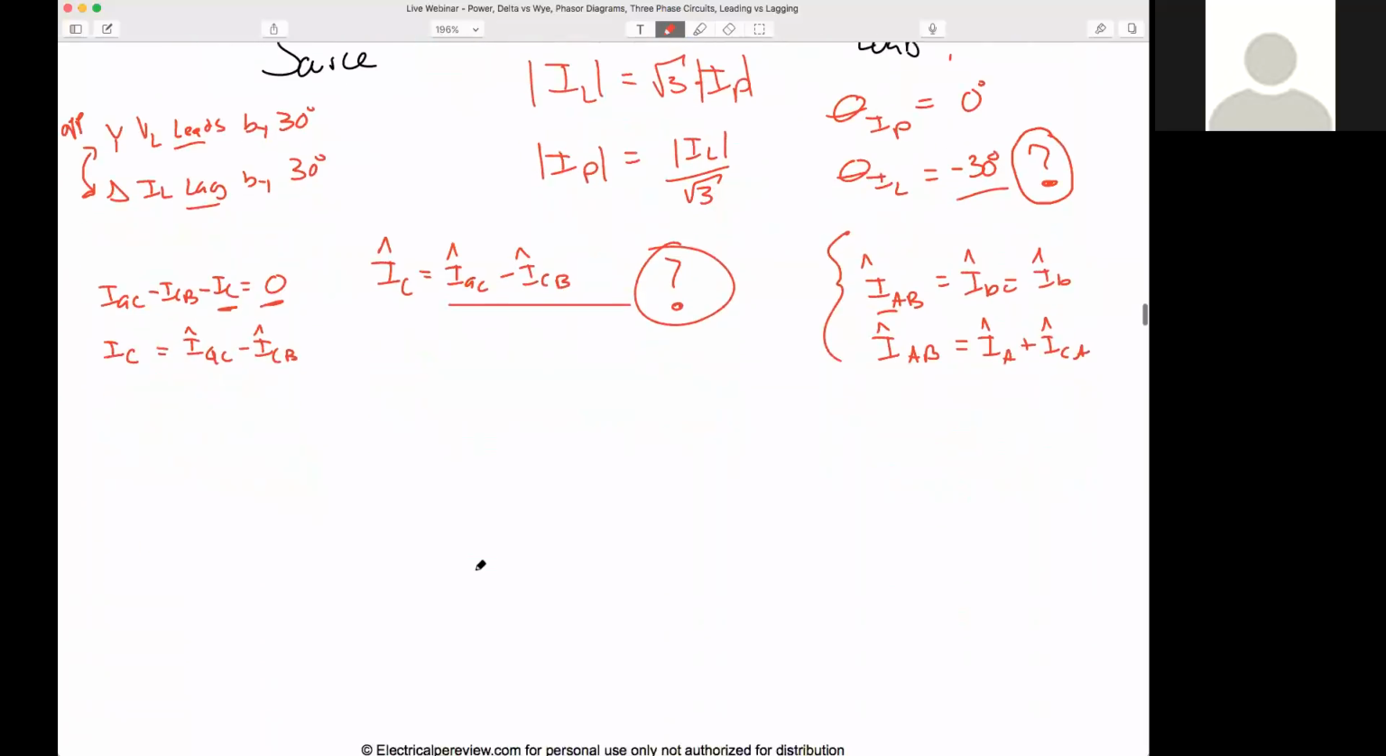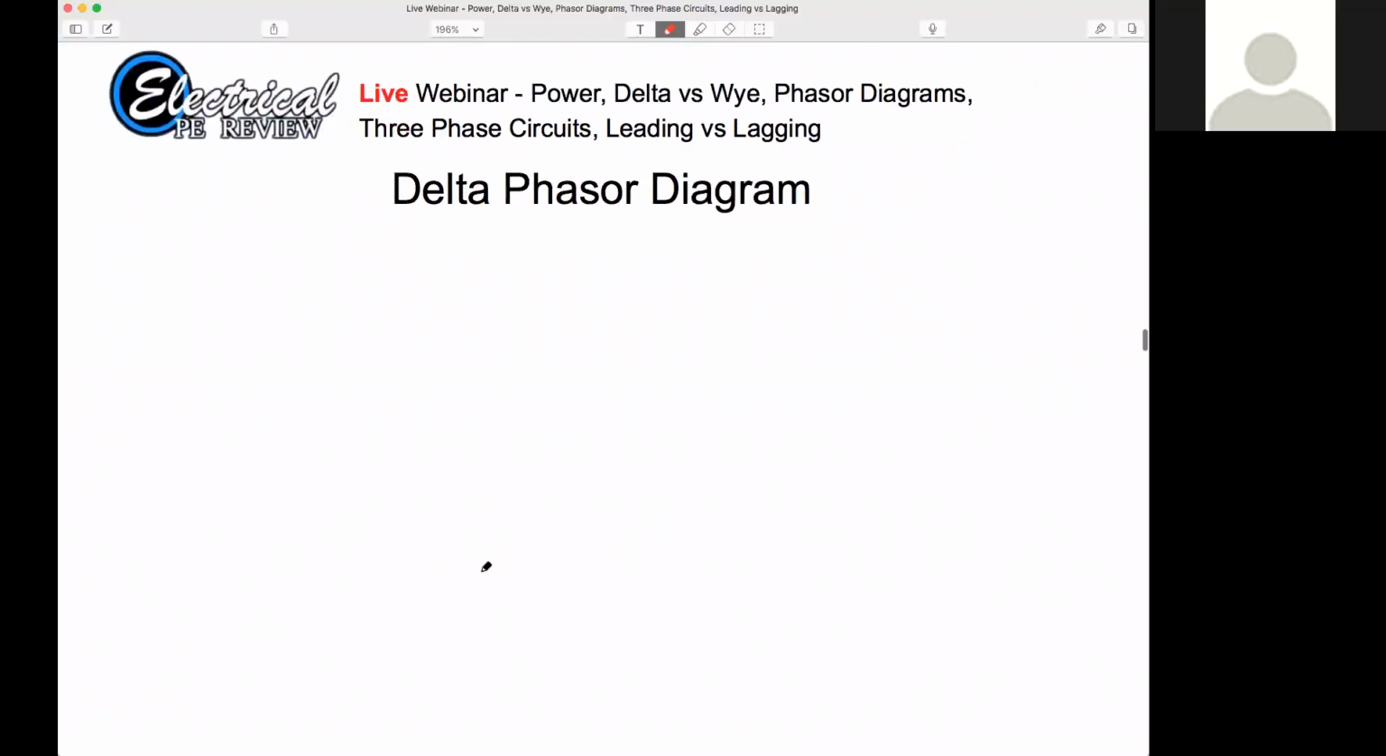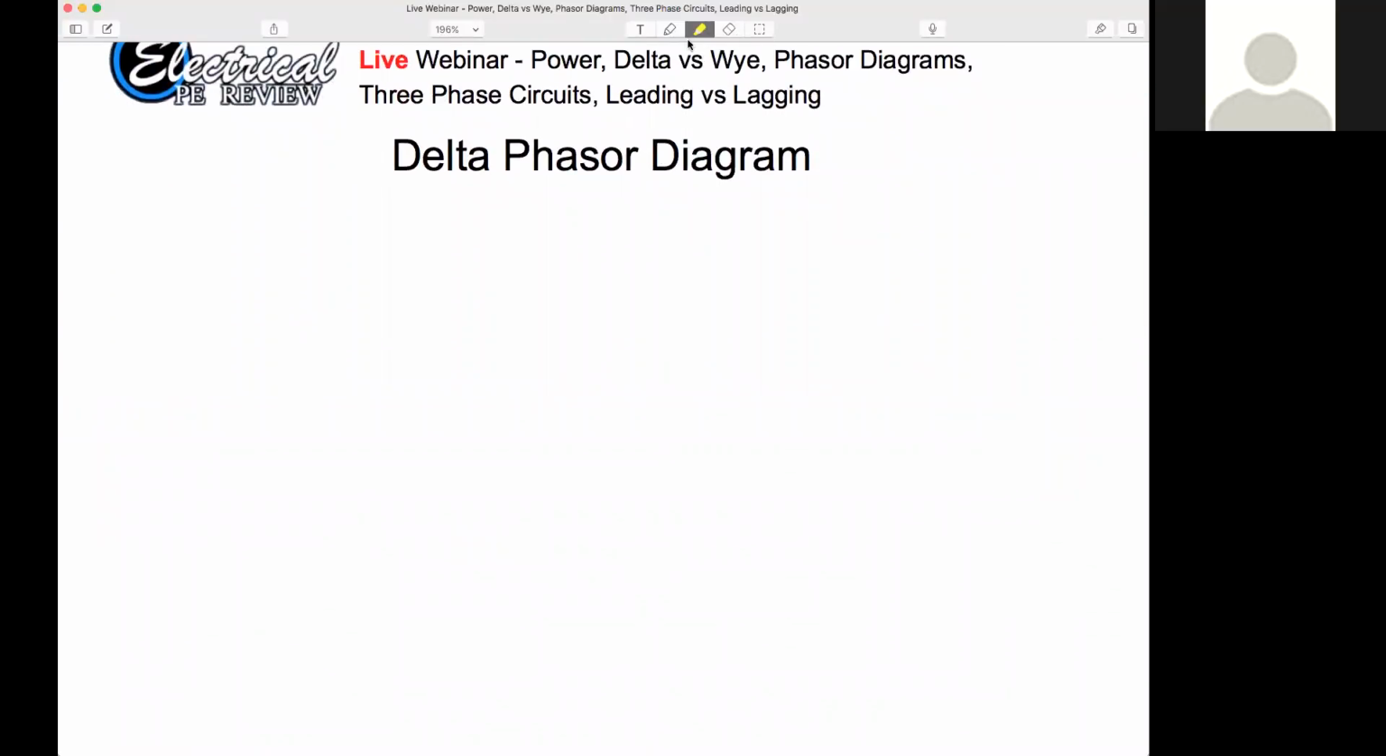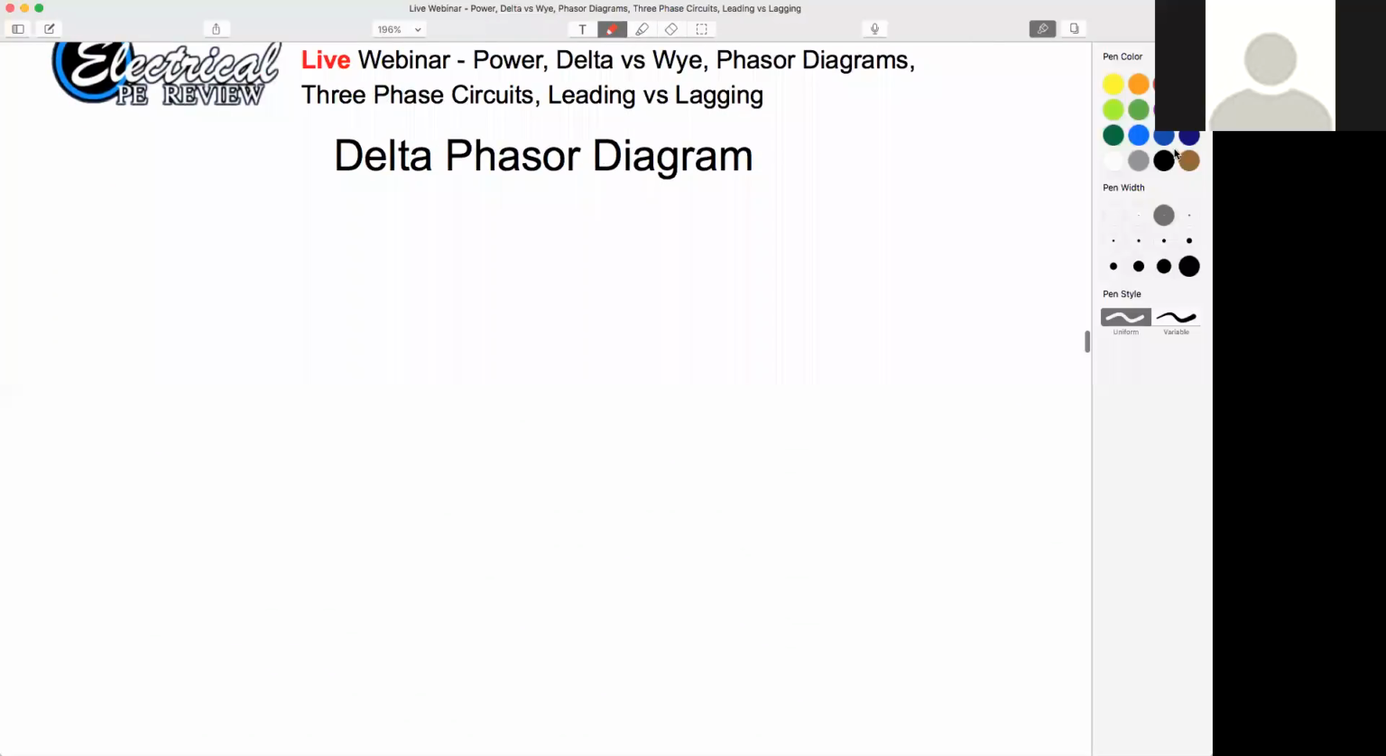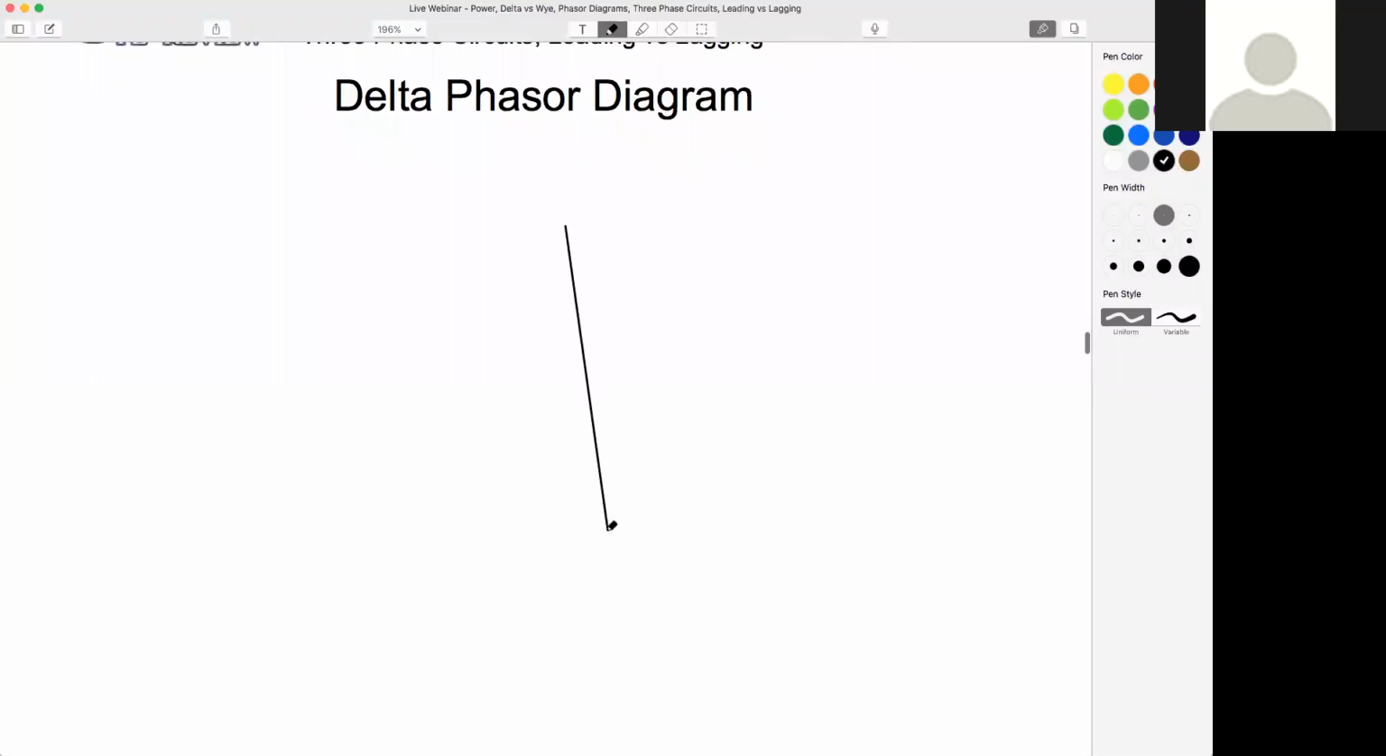All right, let's talk about phasor diagrams for our delta system. I'm not going to spend as much time here as I did with the Y system because I think we got the hang of it on the Y system. I'm just going to go ahead and draw out the general relationships because I really want to make sure we get to three-phase circuits, and we're already at like an hour and a half.